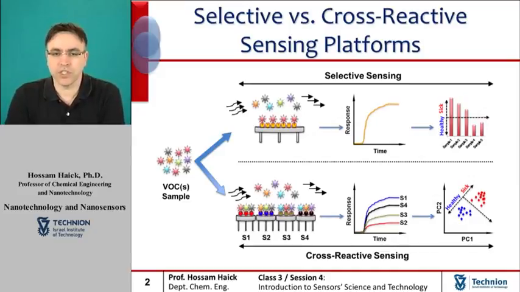An emerging strategy that is complementary to the selective sensing approach is the so-called cross-reactive sensors array, as demonstrated in the bottom part of the presented schematics. Bio-inspired, this approach performs detection through the use of an array of broadly cross-reactive sensors in conjunction with pattern recognition methods.